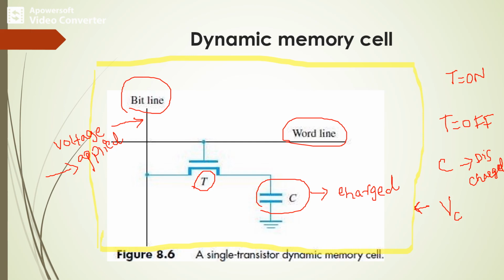So I have to set some threshold value for the capacitor charge. I have to read the information only if the capacitor charge is greater than or equal to the threshold value. Then only we can retrieve the information from this dynamic memory cell correctly.